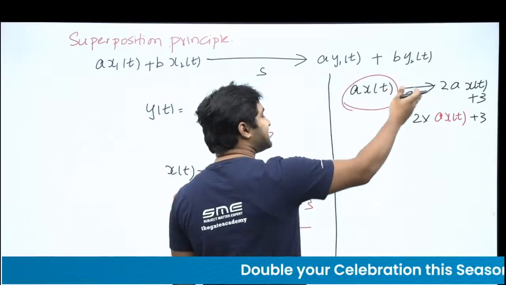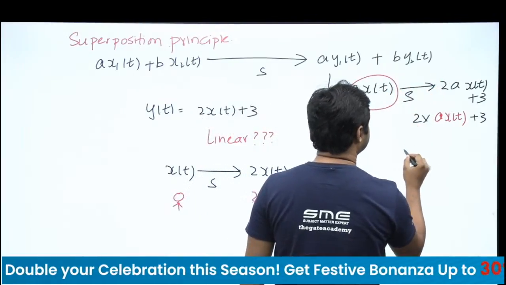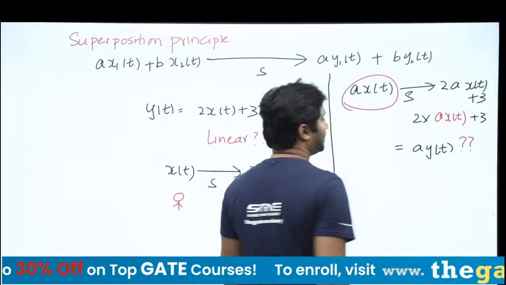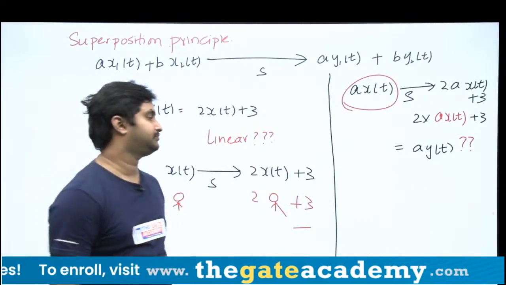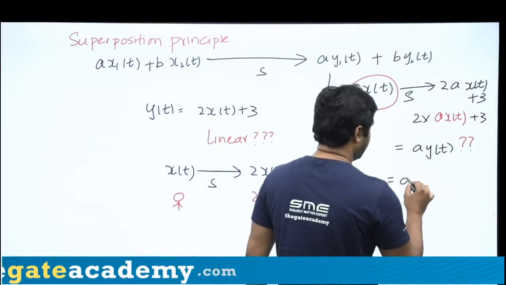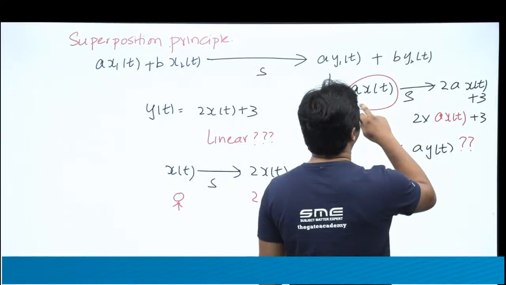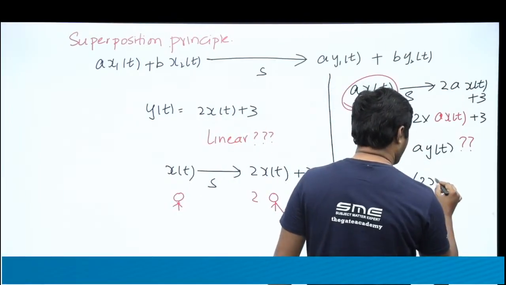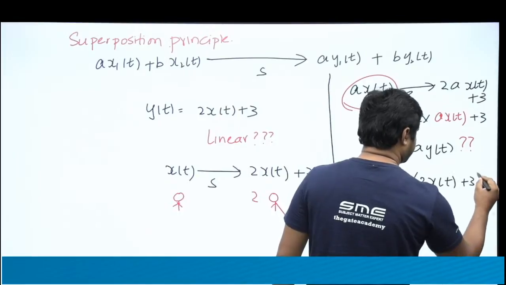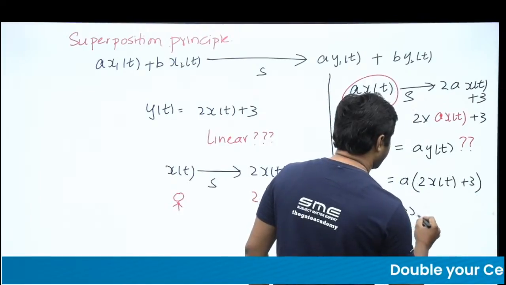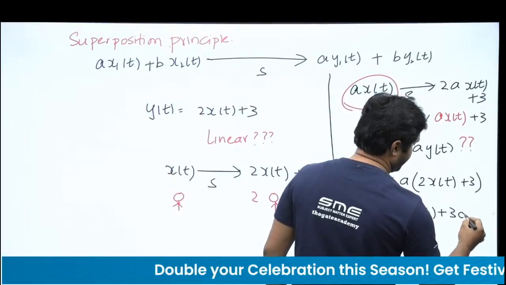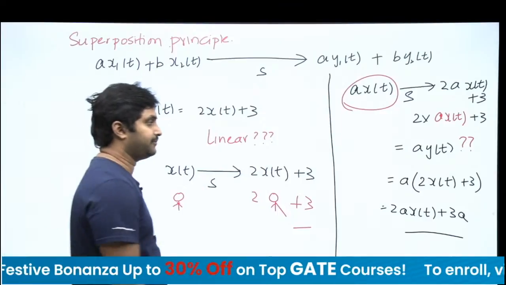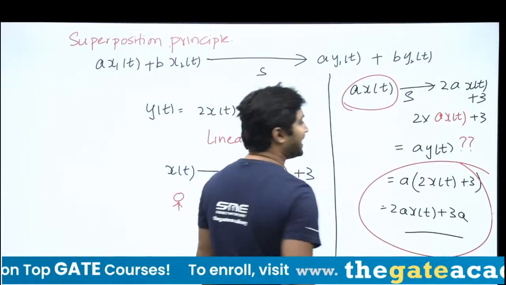But is this equal to a into y of t? Please check. a, y of t, what is y of t? y of t is nothing but, here it is given, right? 2 into x of t plus 3. So it is 2a x of t plus 3a. This is a into y of t.